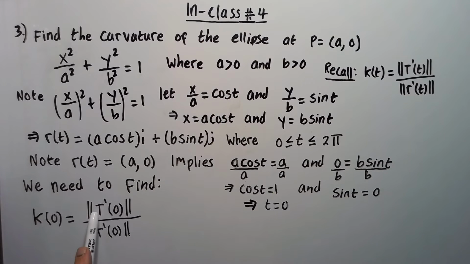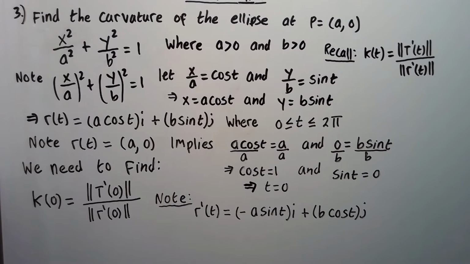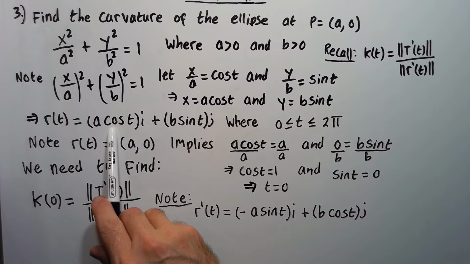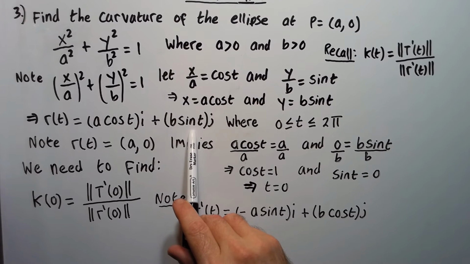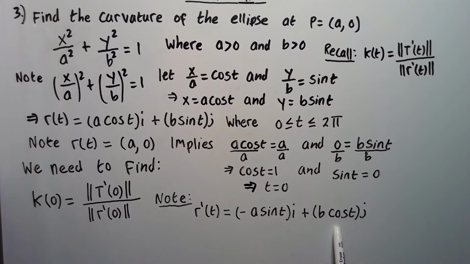So it's going to be the magnitude of capital T prime of 0 over the magnitude of r prime of 0. So let's start finding these things. Let's first find our r prime. The derivative of cosine is minus sine, so it'd be minus a sine t in the i direction, and the derivative of sine is cosine, so it's going to be b cosine t in the j direction.